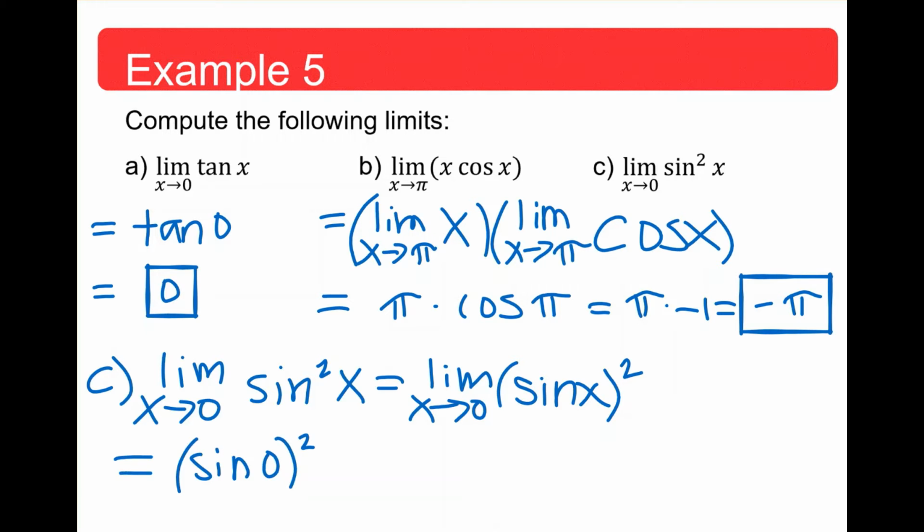We get sine of 0 squared, and sine of 0 is 0, and 0 squared is 0. So the limit as x approaches 0 of sine squared of x is 0.